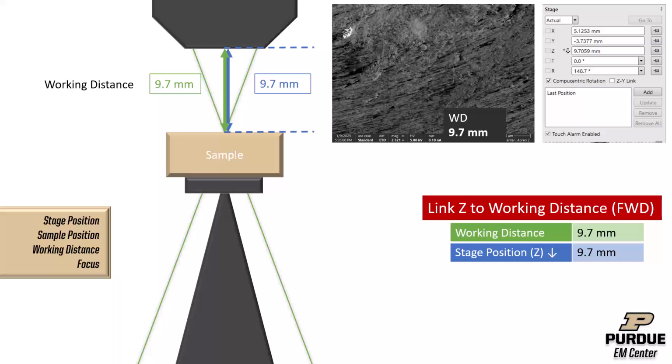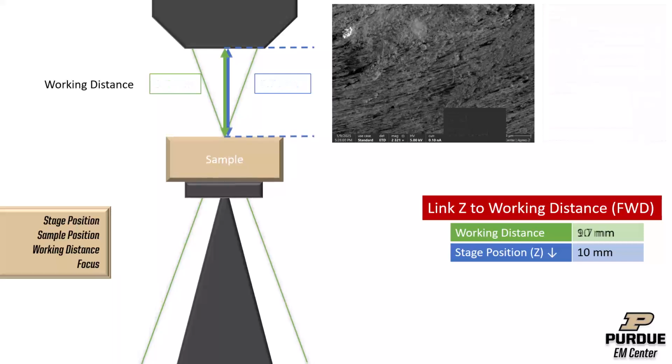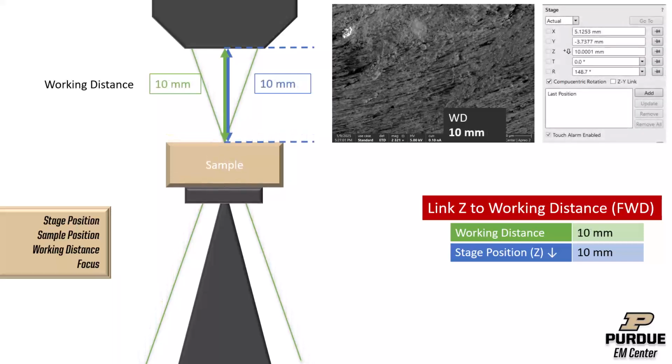The reason this is helpful is that now that our working distance and our stage position are linked, we can actually type in values for stage position, and when we hit enter, it's going to move the stage so that the sample is in the position that we asked for. You'll notice that my stage has now lowered so that my sample position is 10 millimeters away from the pole piece. So linking Z to working distance coordinates the stage movements to the sample position.